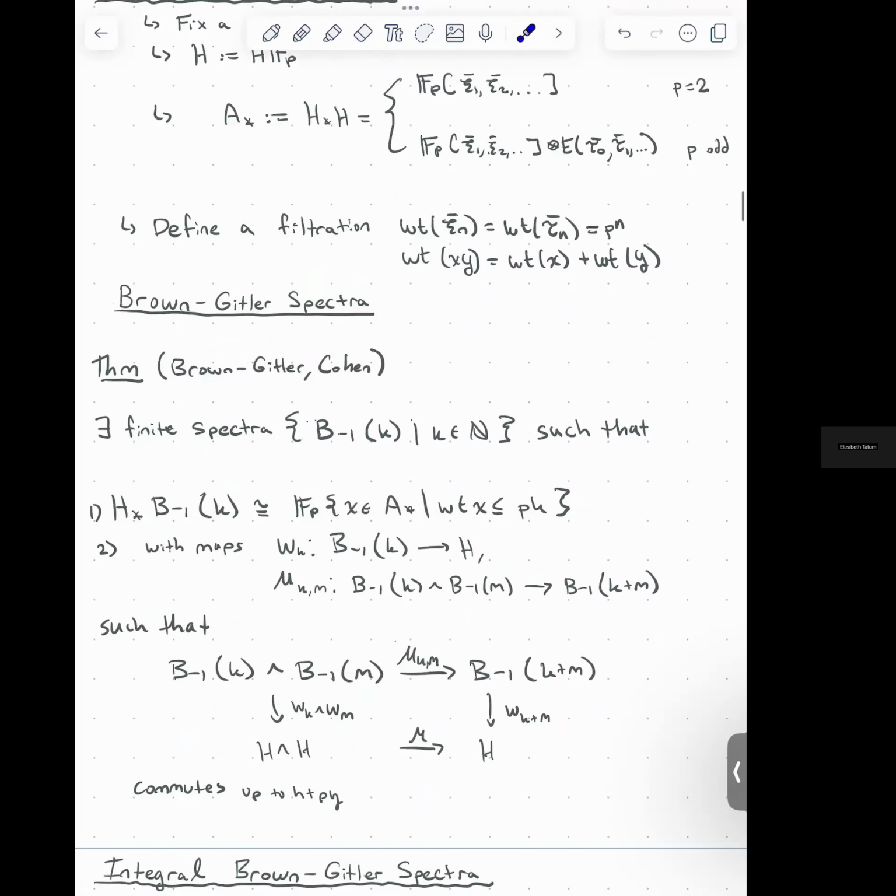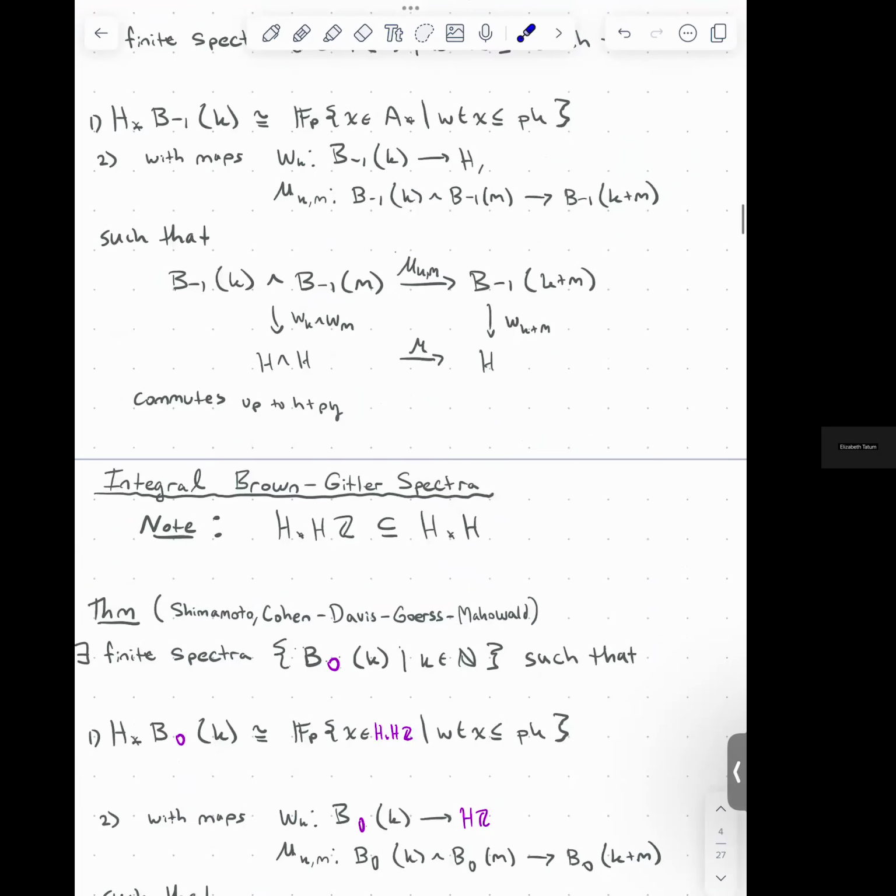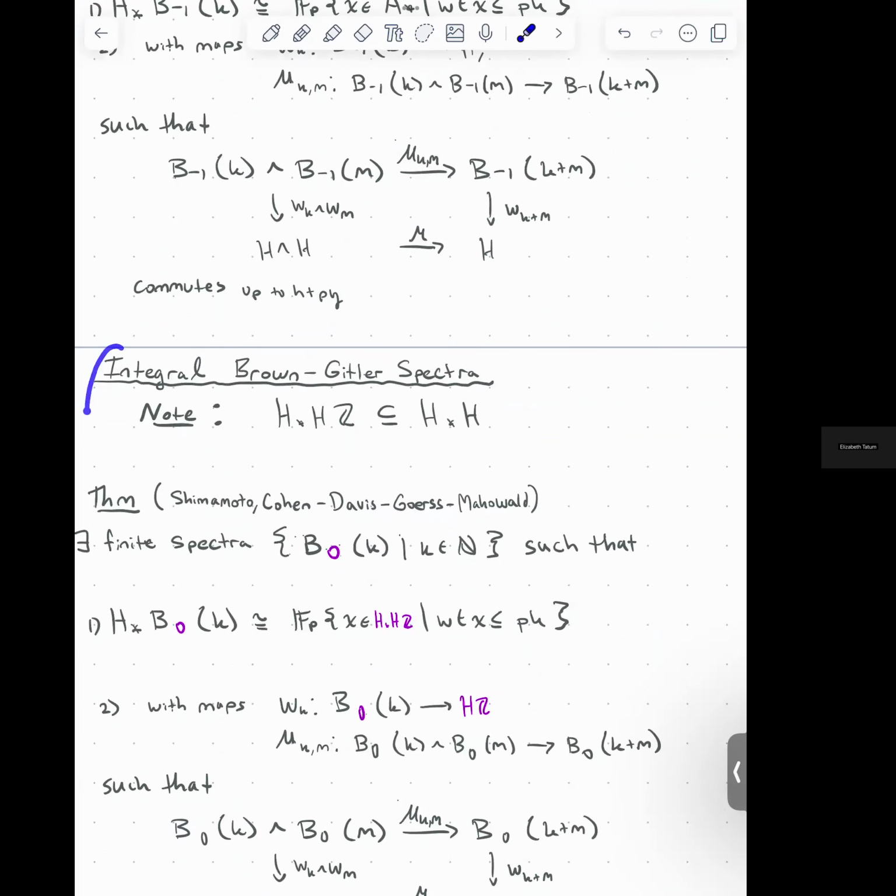So then one can also define integral Brown-Gitler spectra. These are the first of the generalized Brown-Gitler spectra, and you can define analogs of these at higher heights, but for today's talk, we're just going to look at the integral ones. The thing to notice here is that the homology of HZ, the Eilenberg-MacLane spectrum for the integers, is contained in the dual Steenrod algebra. So what you can do is go ahead and apply the weight filtration to this as well.